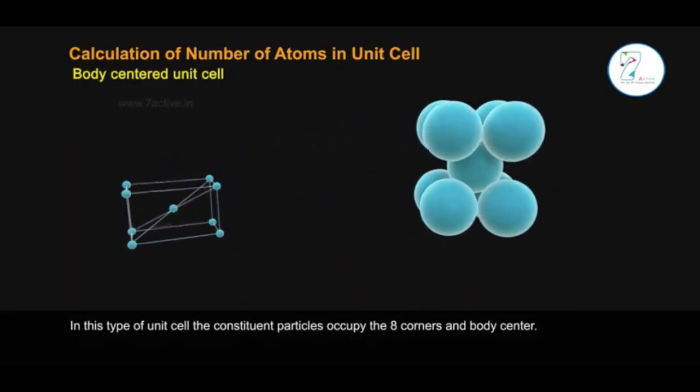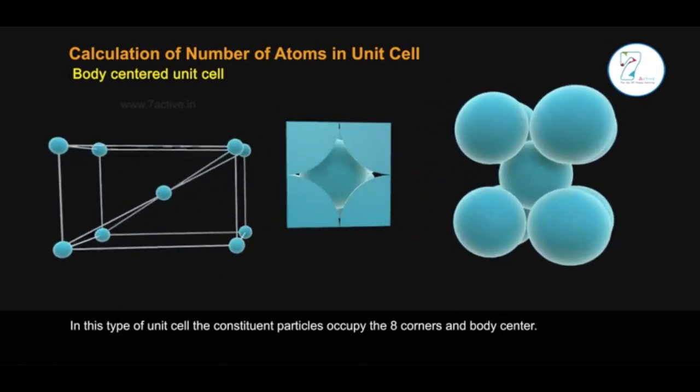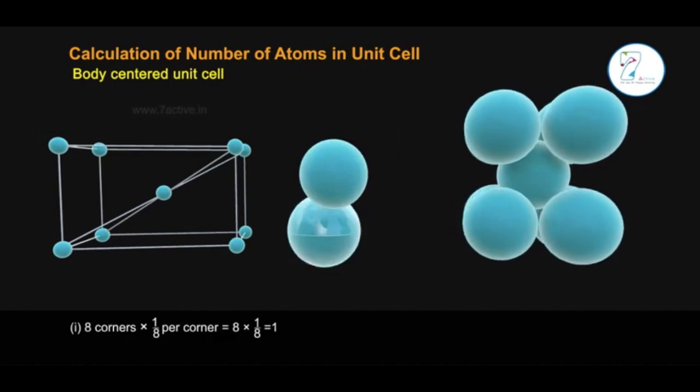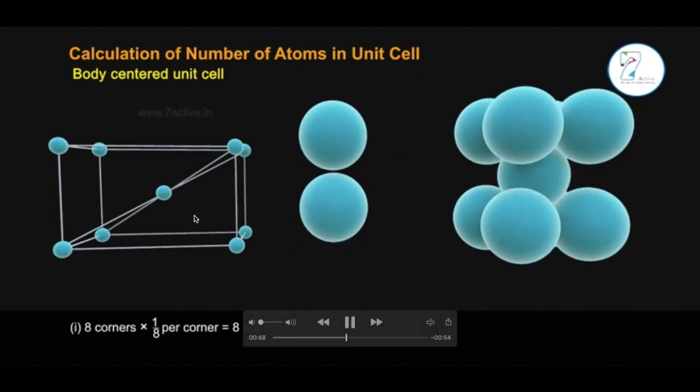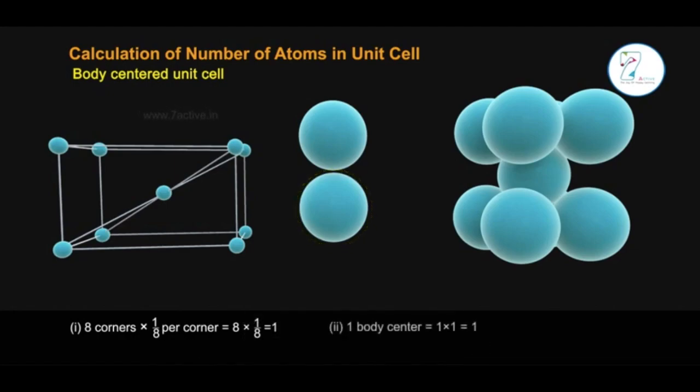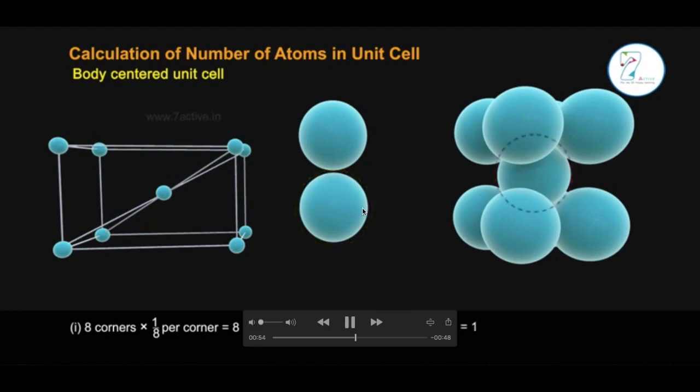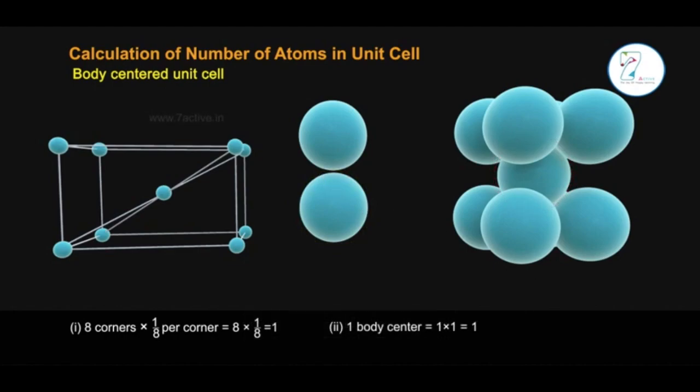In a body centered unit cell, particles are present at the corners as well as in the center of the unit cell. So, the contribution of particles present at the corners will be 1 by 8 multiplied by 8, therefore 1. And the contribution of the particle present at the center will be equal to 1. Total number of particles will be 2.